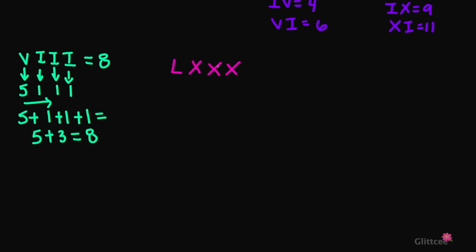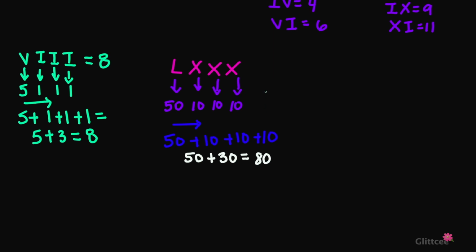Let's try LXXX. So L is 50. We know that X is 10, X is 10 again, and then X is 10. Based on these numbers, we are going from a big number to a small number. So I'm going to add 50 plus 10 plus 10 plus 10. And when you add 50 plus 10 plus 10 plus 10, you're going to get 50 plus 30, and that is going to be 80. So LXXX equals 80. What if we had Roman numeral I?